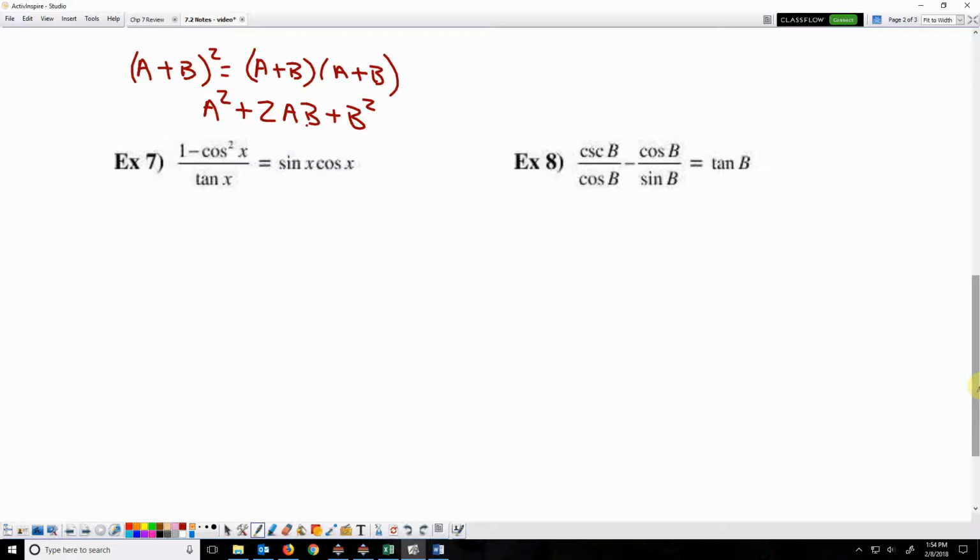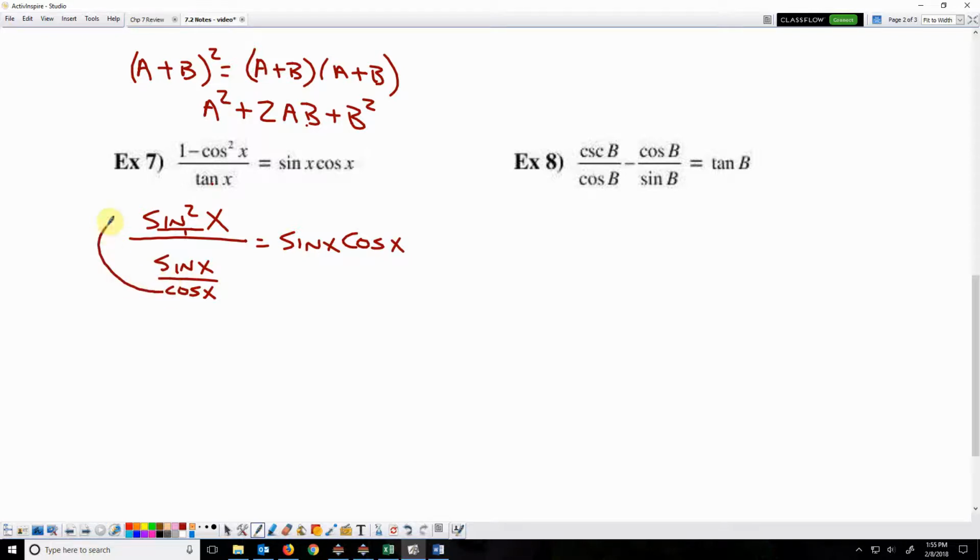In example 7, one of our Pythagorean identities is that 1 minus cosine squared theta is equal to sine squared theta. So I'm going to replace that with sine squared theta. In this case, it's actually x, so sine squared x over, and another identity is that tangent x is sine x over cosine x. So I've got sine squared, and I can just put that over 1 over sine x over cosine x.